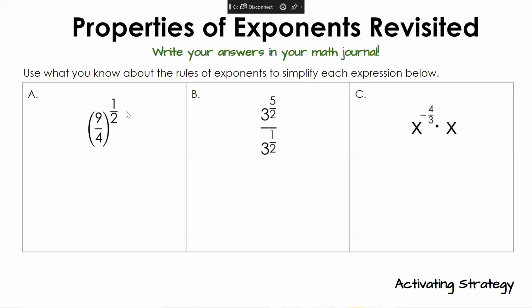So on this first one, we don't have an exponent inside of here, but we have it raised to the 1/2 power. Anything raised to the 1/2 power is the same thing as doing what? Taking the square root. Okay, so I can rewrite this like this. Now this looks a little scary, but if you separate this and break it down, what's the square root of 9? 3. What's the square root of 4? So this answer is 3/2. Okay, so it's not as bad as you think.